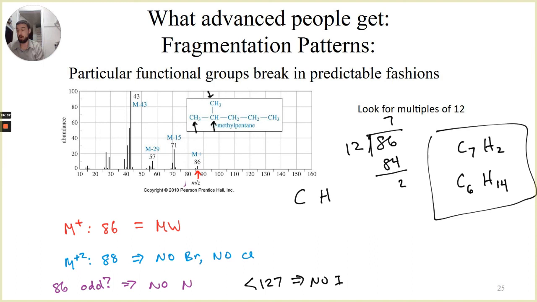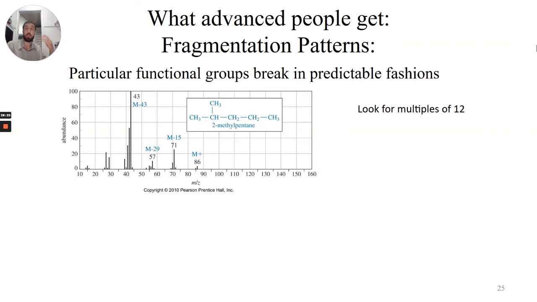1, 2, 3, 4, 5, 6 carbons. Interesting. 3, 6, 9, plus 1, 10, plus 2, plus 2, 14. The formula matches. Sweet. That's the kind of utility of looking at the pieces behind that data, because it can get you information that could lead you to a structure. It's not a perfect structure match unless you dig into the fragmentation pattern.